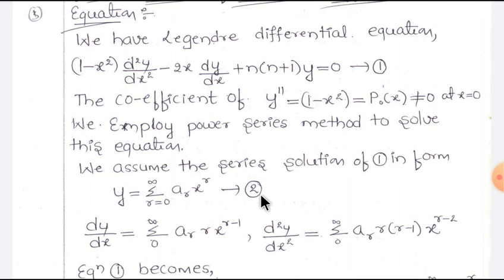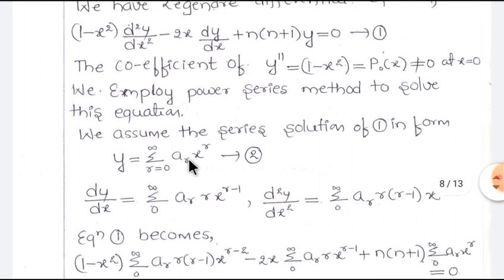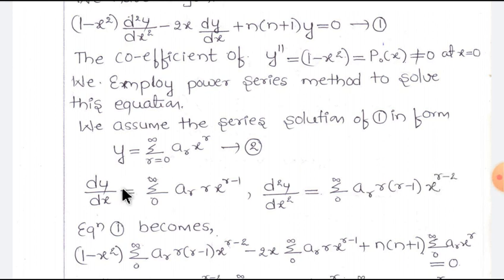By the power series method, already you know that, differentiate equation 2 with respect to x. We get dy by dx which is equal to summation, it starts from 0 to infinity, ar is a constant value, keep as it is, x to the power r form, differentiation of x to the power r is r into x to the power r minus 1, so it is r into x to the power r minus 1.